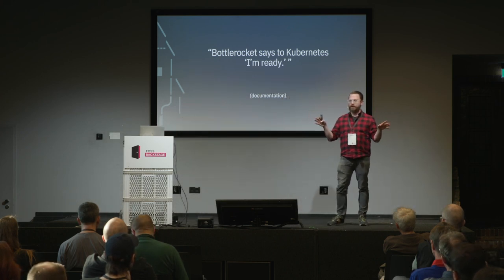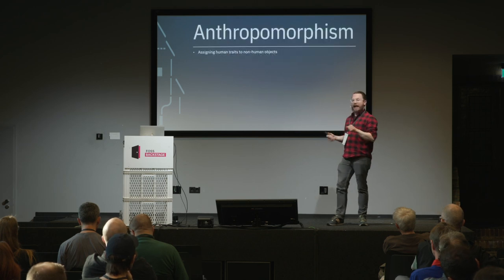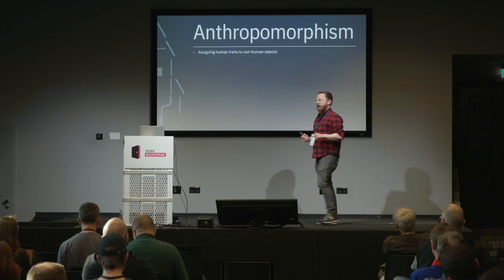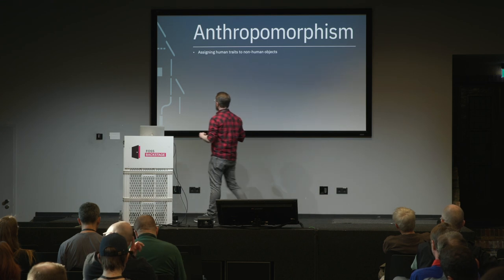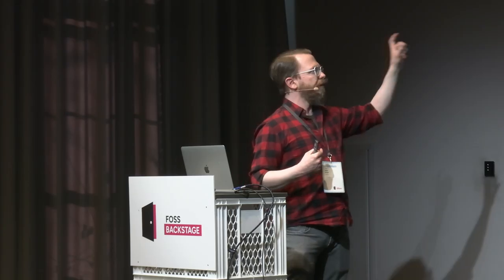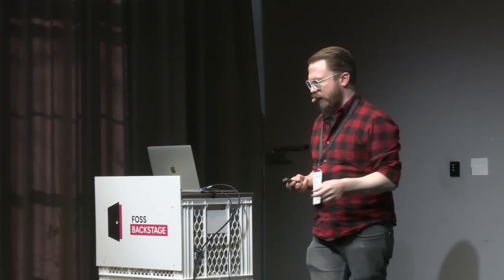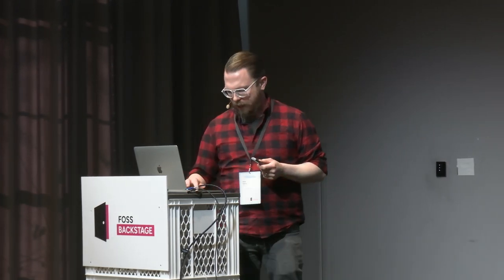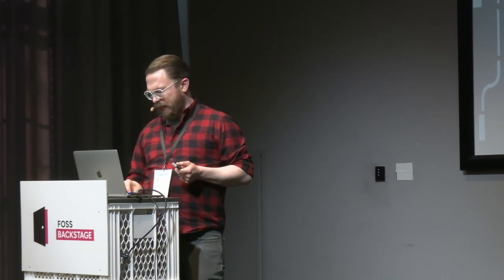There is one thing that overarches all of this, and that's anthropomorphism. When I was in my master's degree, my master's advisor would say, don't ever do this, but you're assigning human traits to non-human objects. If we take a look back at that, Bottle Rocket can't believe anything. It has no brain. It is a collective of people. Issues can't suggest anything. People in issues can suggest something.